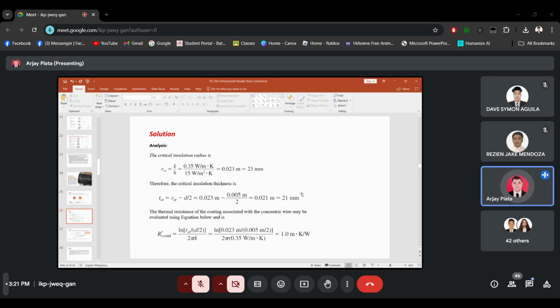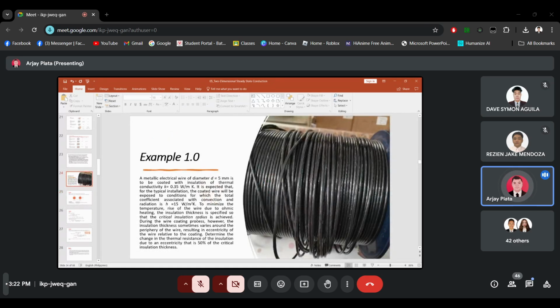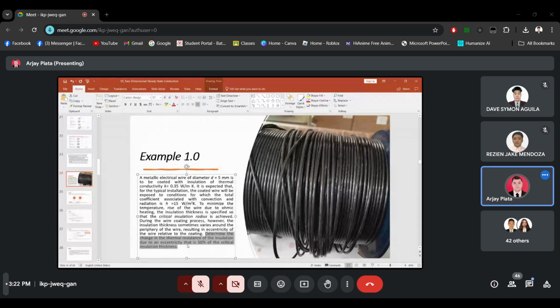So by the way, do you have a question with the 21 mm? This one is 21 mm, the critical insulation thickness. Why did we have to get the 21 mm thickness? Based on this problem, we have to determine the change in thermal resistance of insulation due to eccentricity that is 50% of the critical insulation thickness. So if the critical insulation thickness is 21 mm, 50% of that is 10.5.